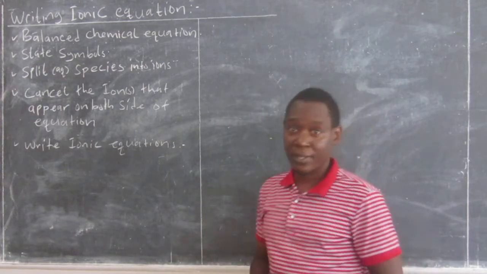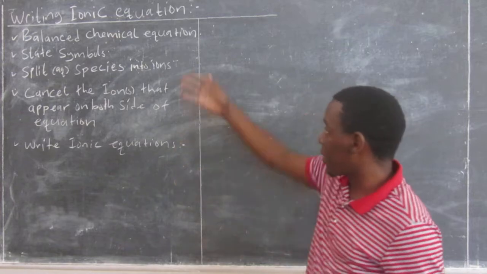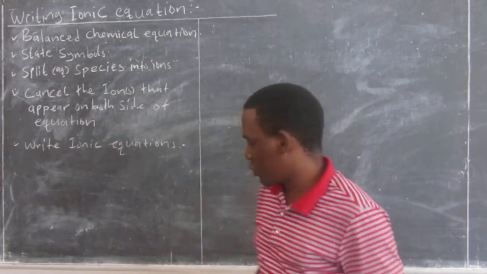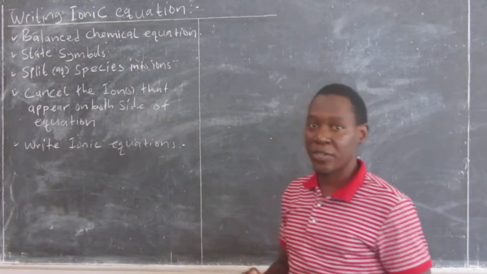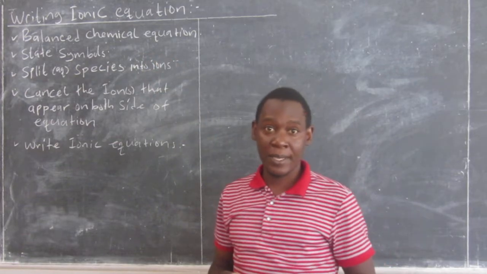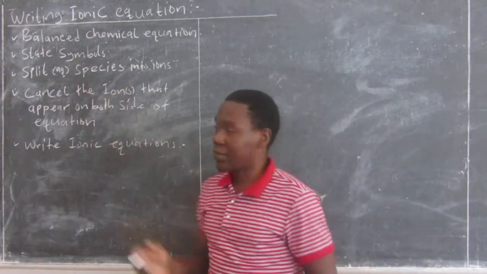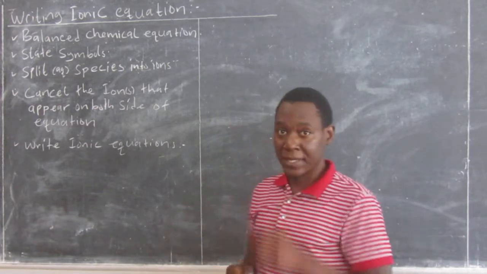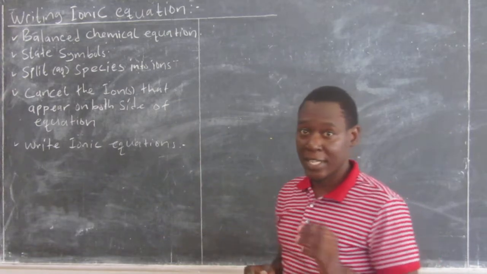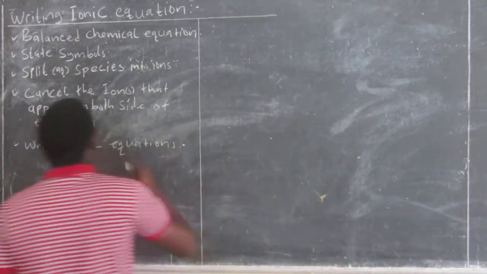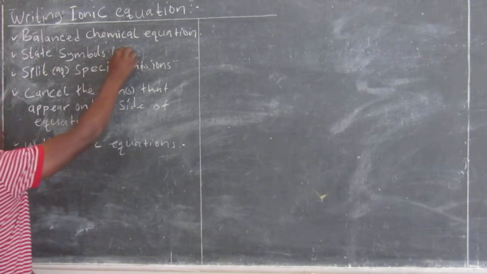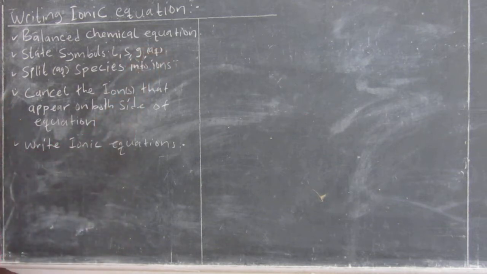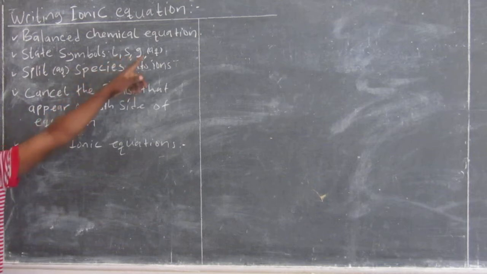we need a series of steps, basically 5 steps, and I have written them on the blackboard. The first step is to write a balanced chemical equation. Make sure that the equation they have given you is well balanced. The second step is to put the state symbols on each element or compound present in that chemical equation. In chemistry, we have 4 states: liquids, solids, gases, and aqueous. Those are the states we have in chemistry.